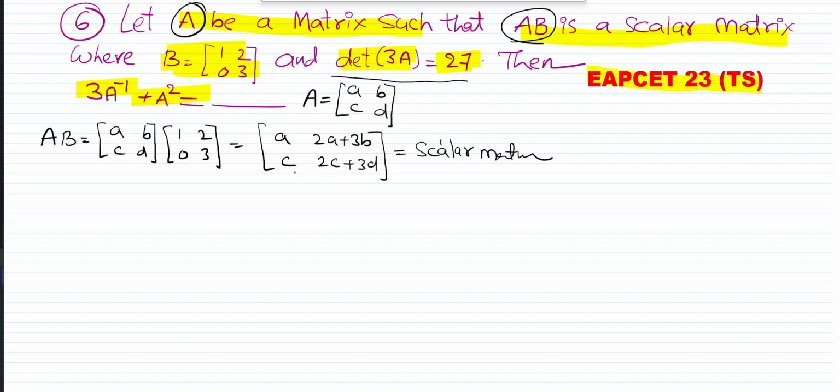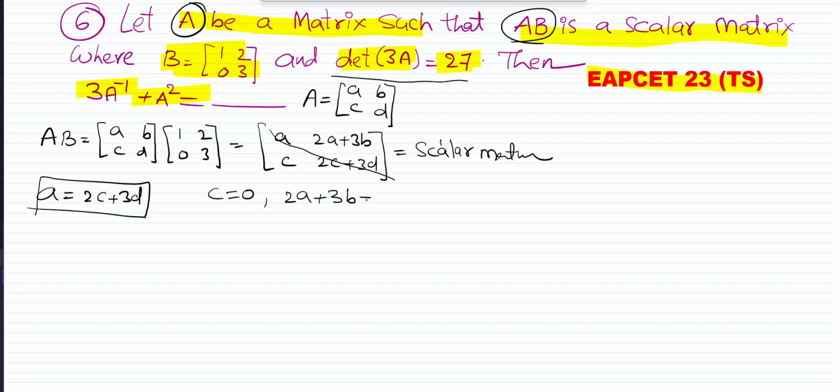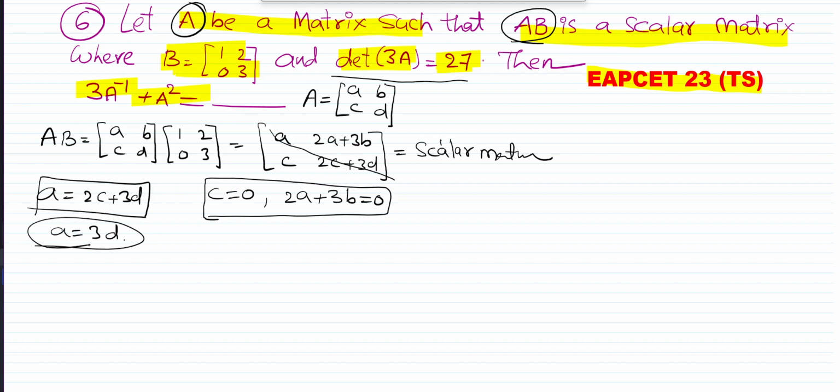Scalar matrix means the principal diagonal elements are equal. From this, a is equal to 2c plus 3d, this is the first equation, and the other diagonal elements are equal to 0: c is equal to 0, and 2a plus 3b is equal to 0. These are the conditions for a scalar matrix. With c equal to 0, substituting in this, we get another equation.